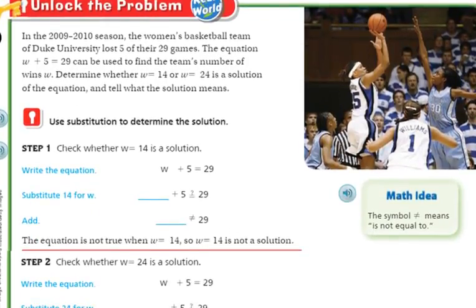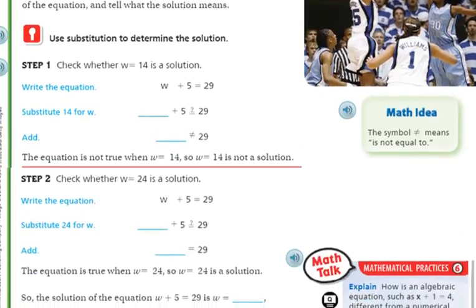All right, so let's get to the Unlock the Problem. In the 2009-2010 season, the women's basketball team of Duke University lost 5 of their 29 games. The equation W plus 5 equals 29 can be used to find the team's number of wins, W. Determine whether W equals 14 or W equals 24 is a solution of the equation, and tell what the solution means.